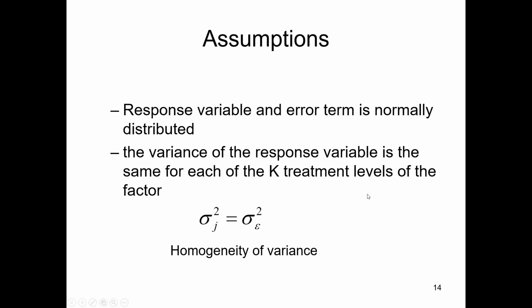Okay, so we have some assumptions, two big assumptions, and we had these assumptions with regression as well. The y variable, the response variable, and the error term are normally distributed. So we carry that over from our regression days. The new one here, and we sort of had it with the whole homoscedasticity, heteroscedasticity issue in regression, is that the variance for the response variable is the same across all treatment levels.